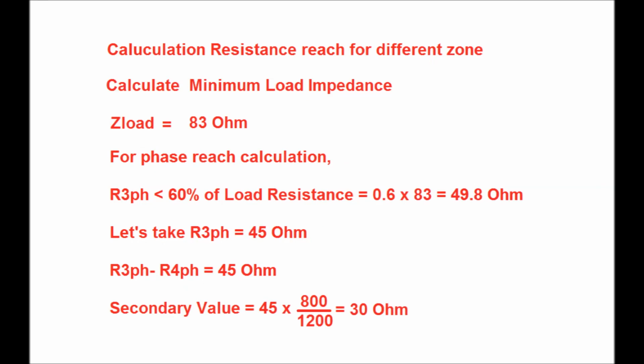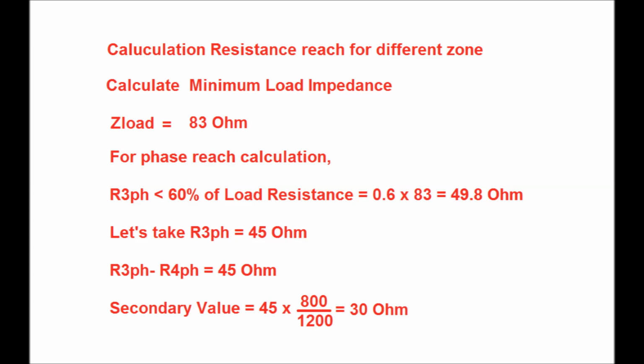Now for the phase to phase reach calculation for different zones, the maximum phase to phase reach, that is for zone 3, that is earthy phase, should be less than 60% of the load resistance, that is equal to 0.6 into 83, where 83 is the value of the load impedance or Z load, which comes as 49.8 ohm. It is the limit. Let's take the value of earthy phase for safety margin as 45 ohm, and earthy phase and R4 phase are the same for MICOM relay, that is why it is equal to 45 ohm in primary value.